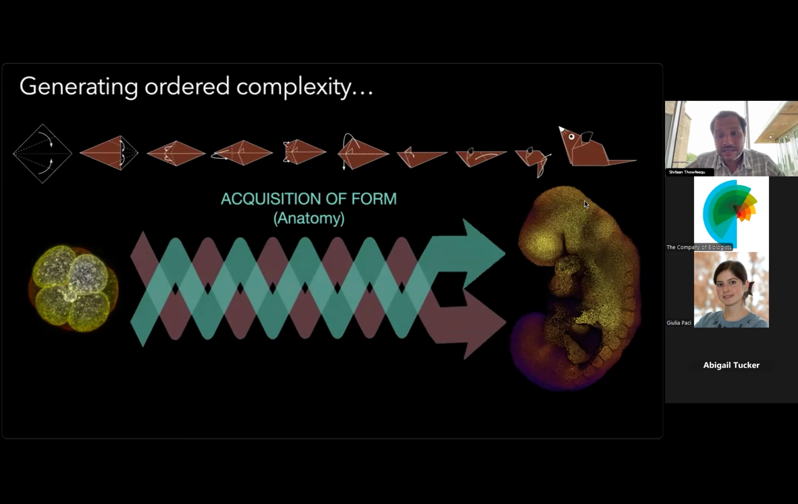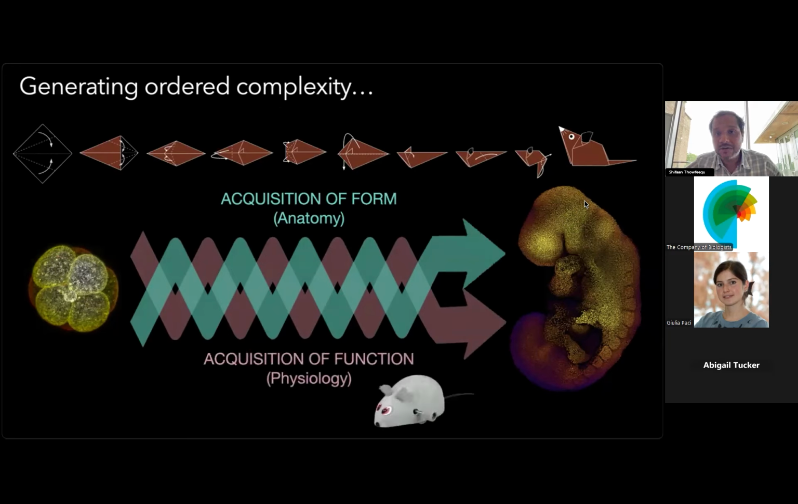And alongside, it also has to undergo the acquisition of function, whereby cells, tissues, organs, and systems are gradually acquiring and specializing to carry out the mechanisms that are necessary to sustain life. So I'm interested in how these two processes are mediated through coordination between cells and collective cell behavior.